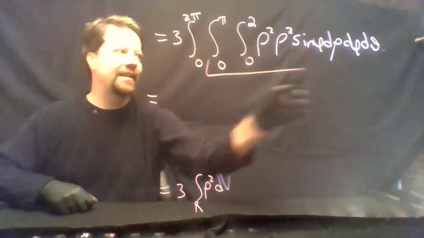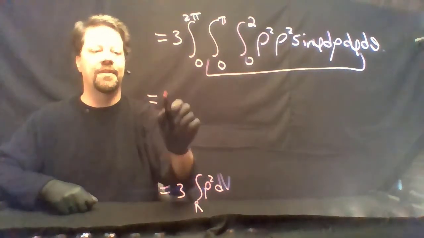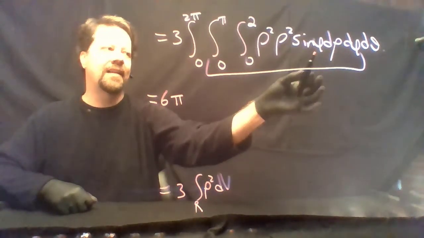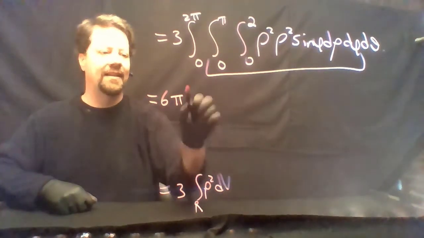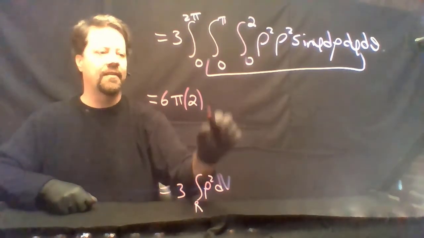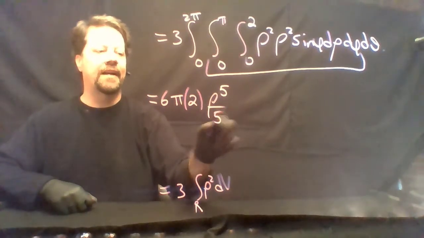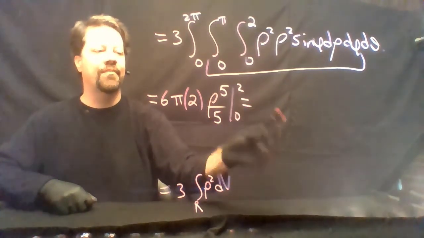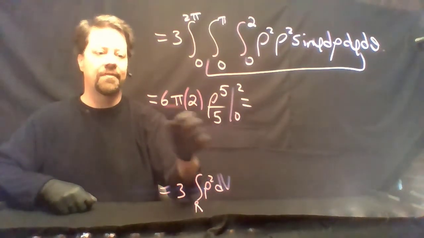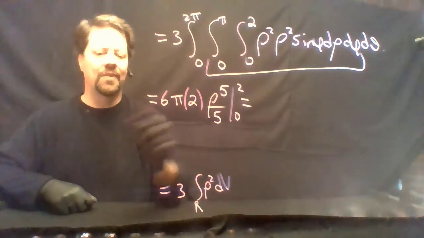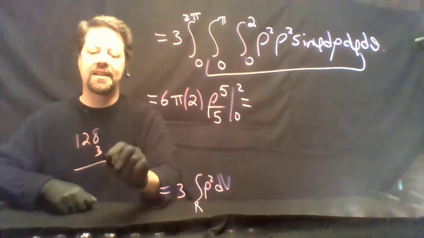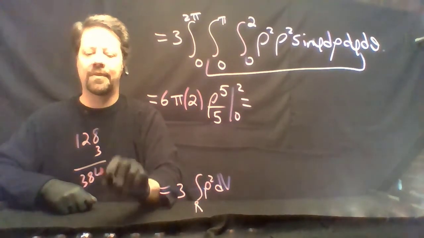We do in fact get a 2 pi for free, so that's going to be 6 pi. When we integrate with respect to phi, we're going to get one bump, and that's 2. We're integrating rho to the 4th. That's rho to the 5th over 5, evaluated from 0 to 2. Rho to the 5th is 32, times 2 is 64, times another 2, 128, times 3, that's 360 plus 24, it's 384.